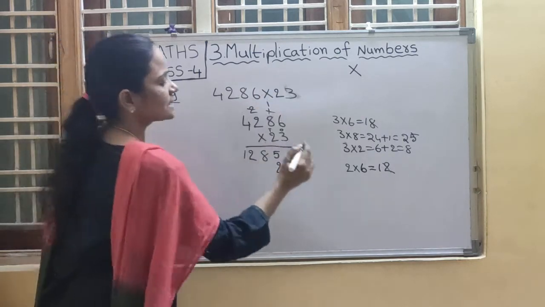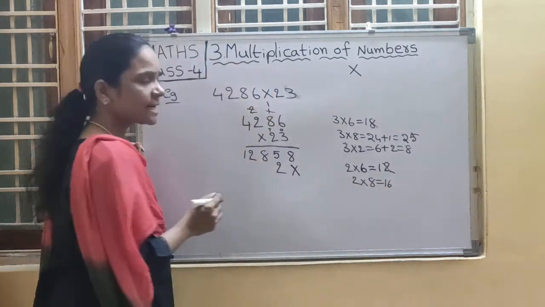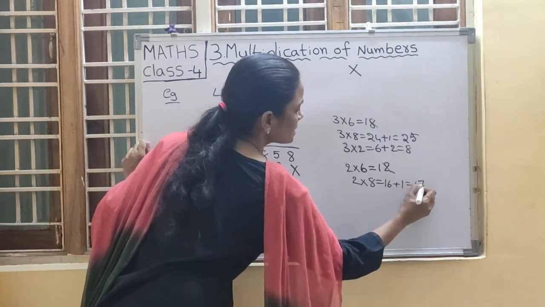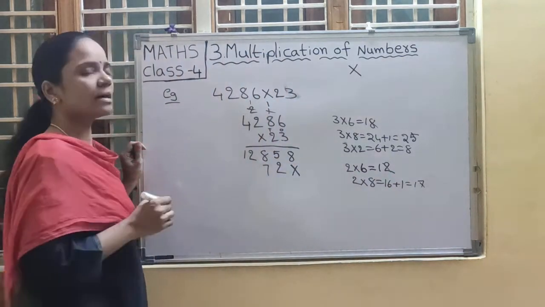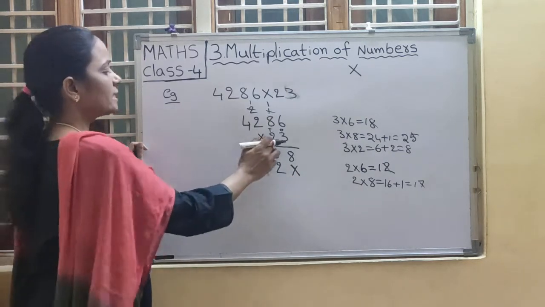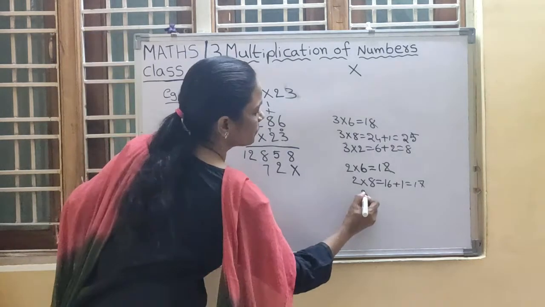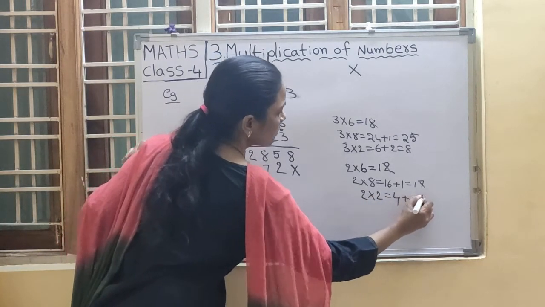2 8s are 16. What is the carry, children? 1. So, plus 1. 16 plus 1, how much? 17. So, 7 right here and 1 is the carry, forwarded to the next place. Next, 2 2s are how much? 4. 4 plus 1, 5.